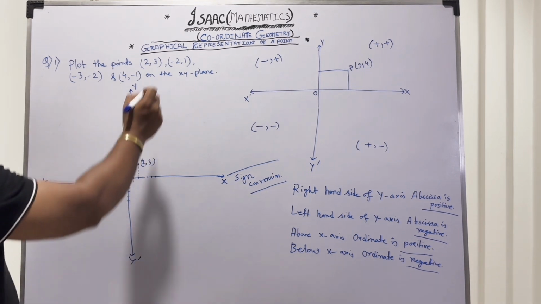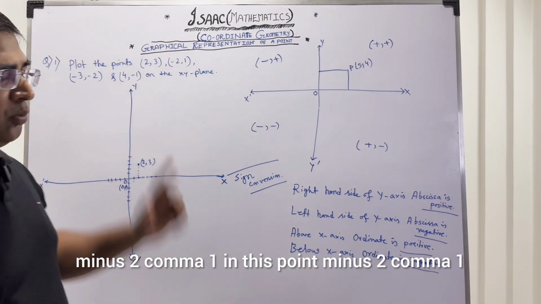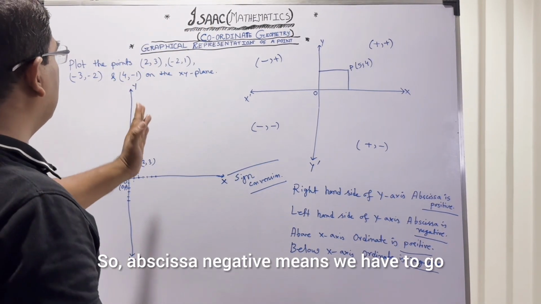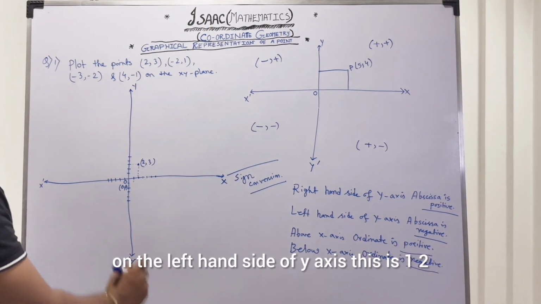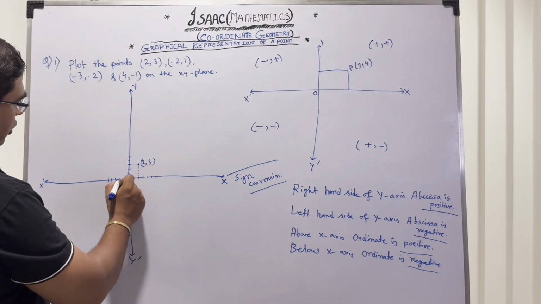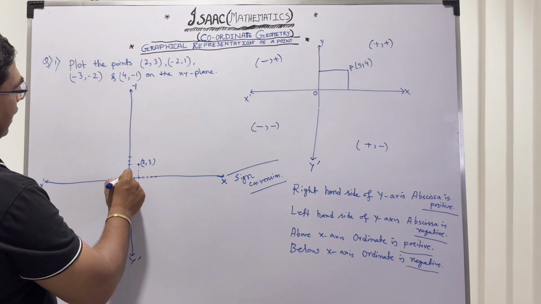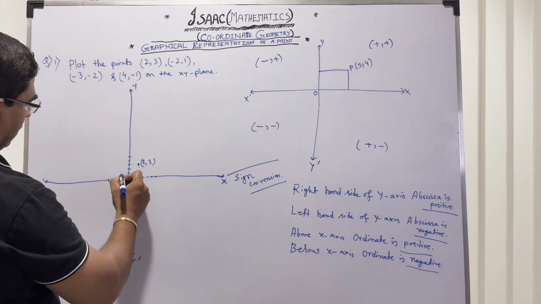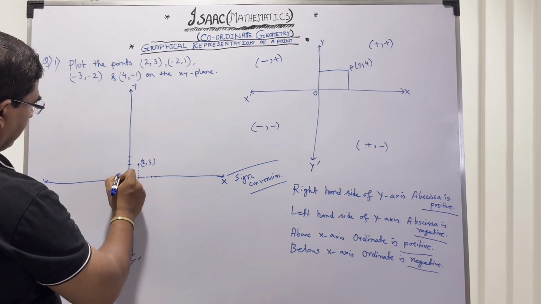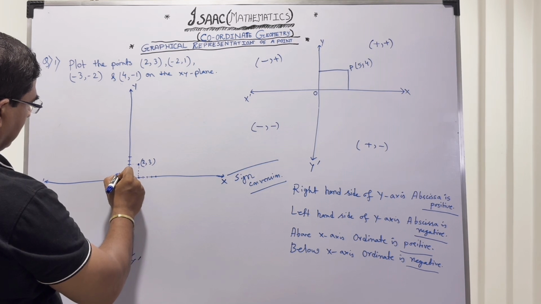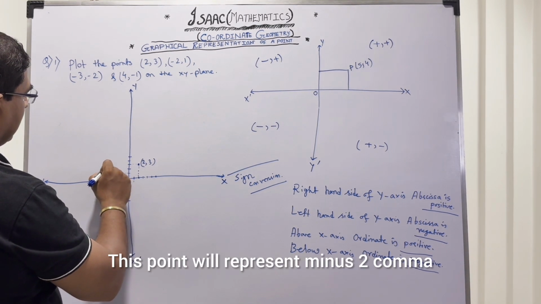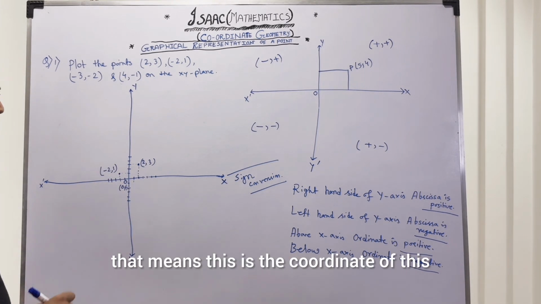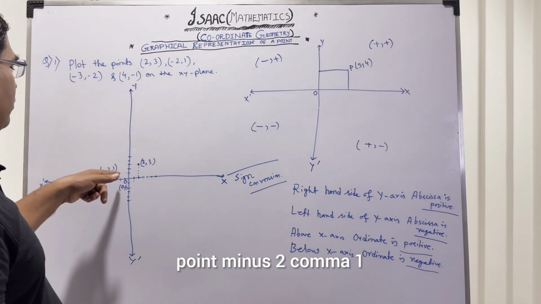Okay. Then minus 2, 1. In this point minus 2, 1, abscissa is negative. So abscissa negative means we have to go on the left hand side of y axis. This is 1, 2. This is 2 and ordinate is positive. That means we have to go above x axis. 1. This point will represent minus 2, 1. That means this is the coordinate of this point, minus 2, 1.